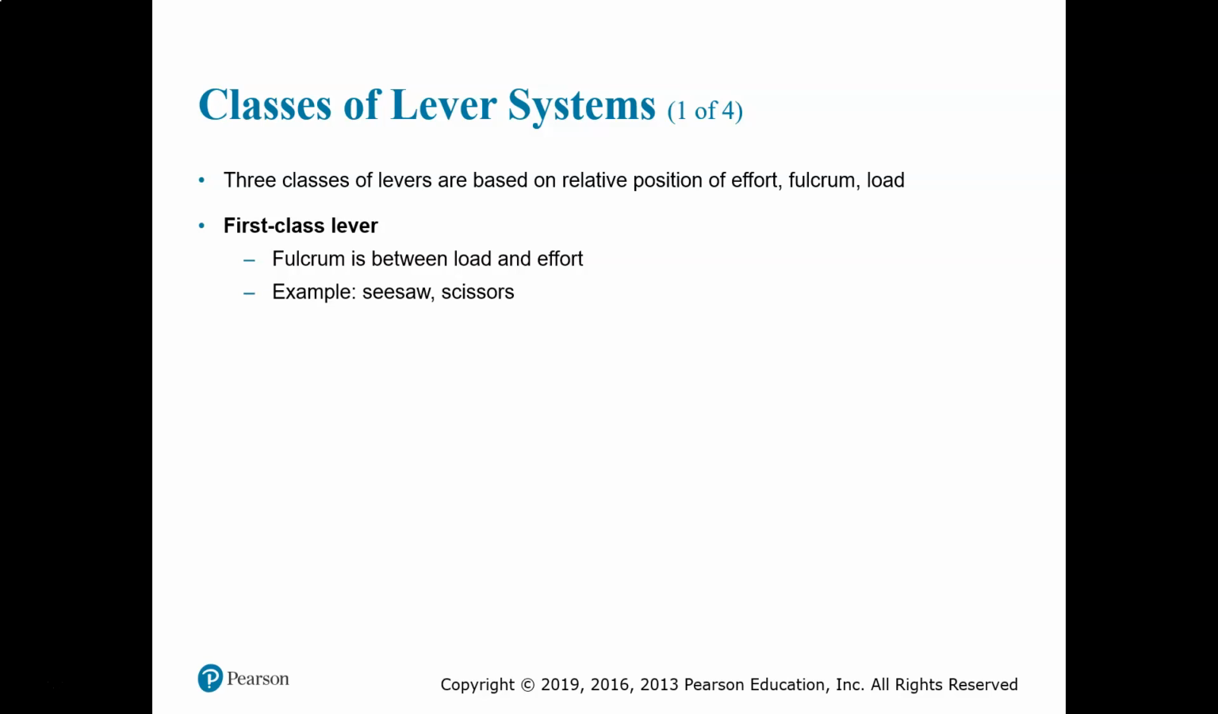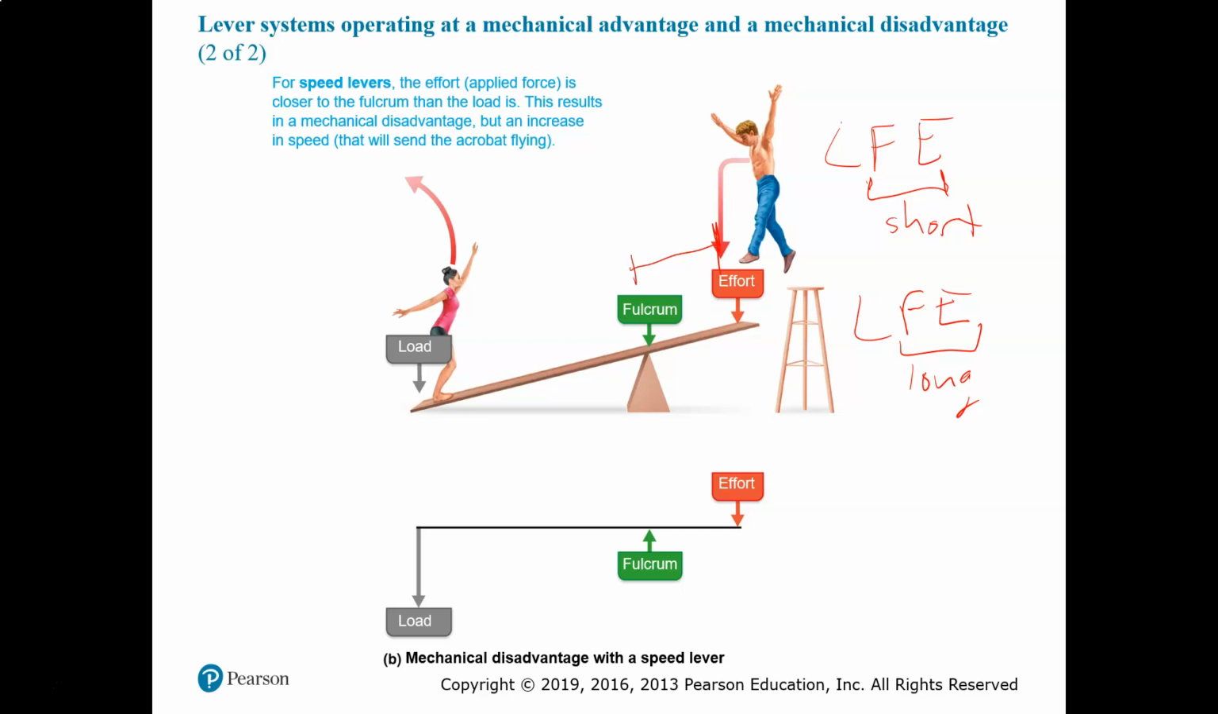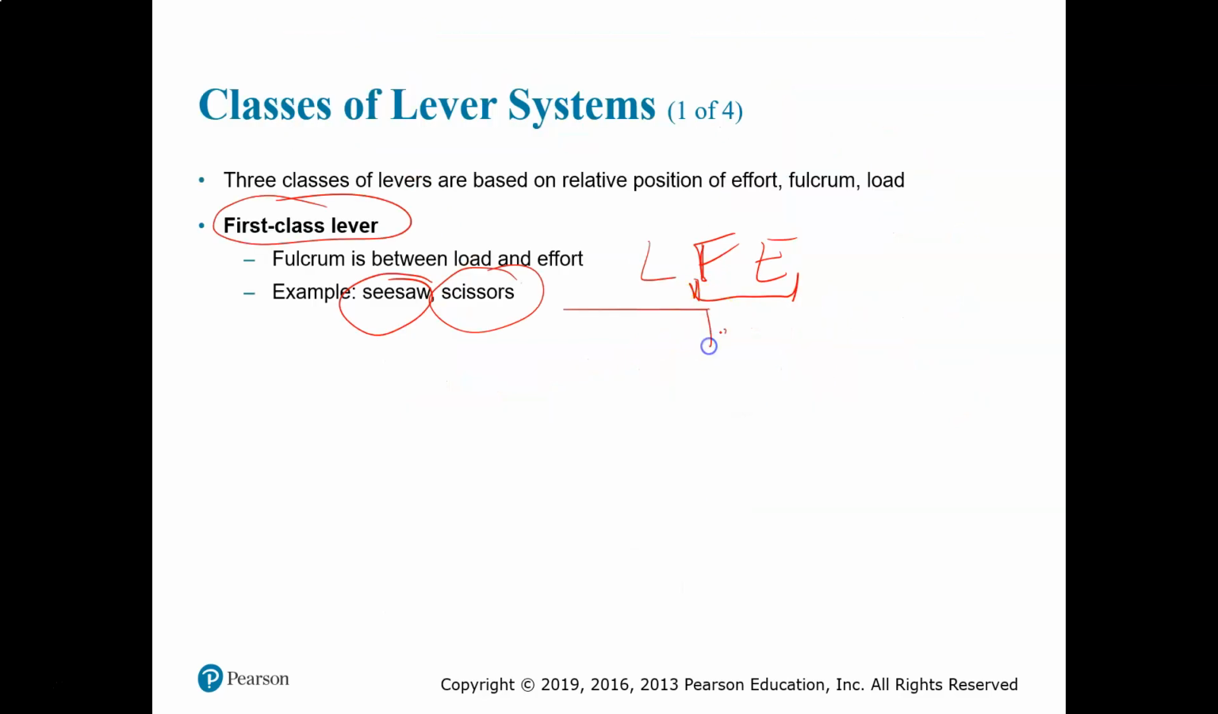Most of your questions are about the classes of lever system, and that is based on the position of the effort, the fulcrum, and the load. A first class lever system has the fulcrum between the load and the effort. So you've got load, fulcrum, effort, like we just looked at. A seesaw is an example of a first-class lever. Scissors are examples of first-class levers. First-class levers can have mechanical advantage if this distance is the longer distance between the fulcrum and the effort.